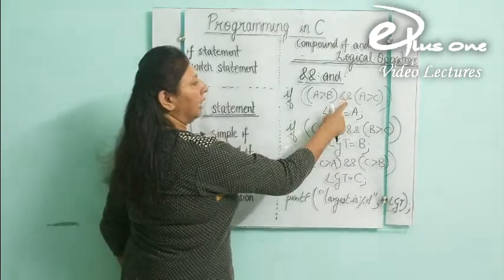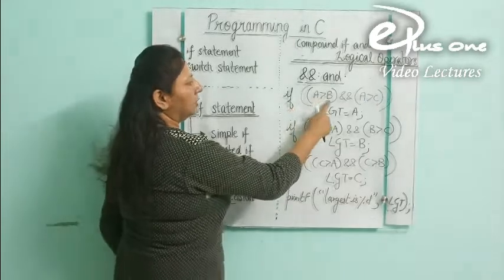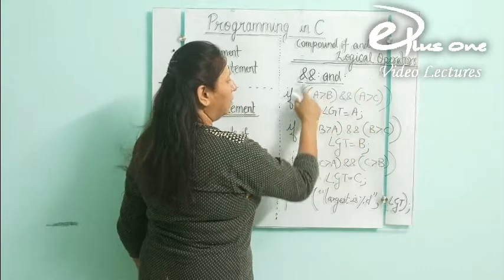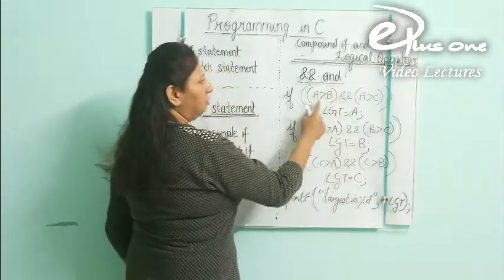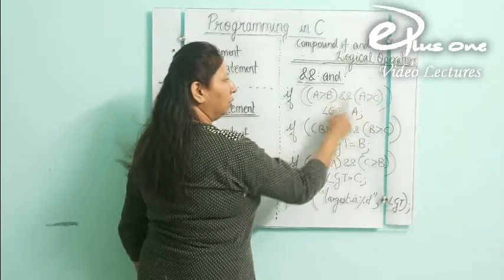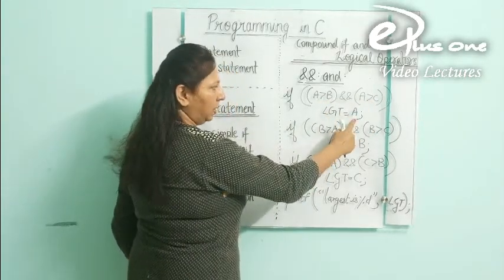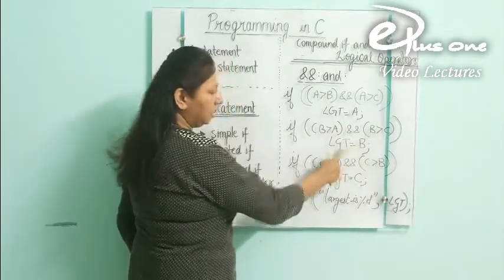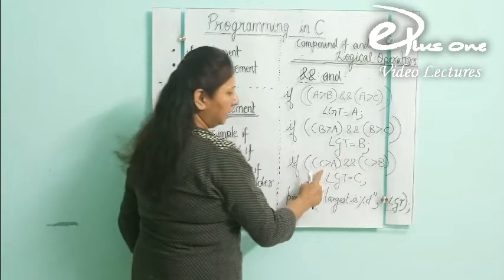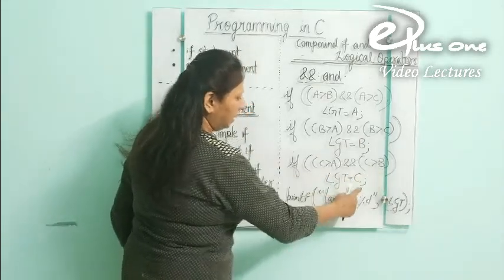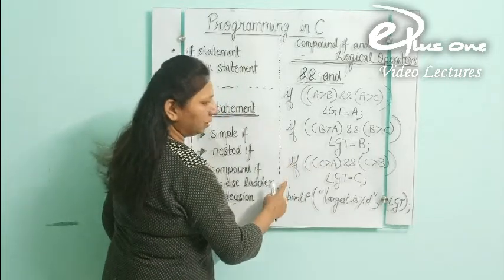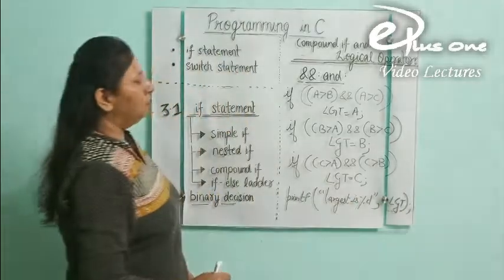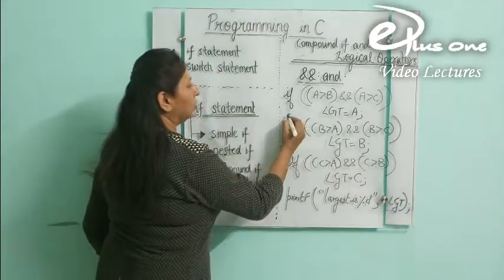See this, I'm using the AND operator. I'm saying if A greater than B, one condition, and A greater than C, second condition, again put them in one big parenthesis. If A greater than B and A greater than C, that means if both are true, then LGT is equal to A. Similarly, for B, if B greater than A and B greater than C, LGT is B. Third, if C greater than A and C greater than B, then LGT is C. And once we are complete with these three if statements, then I am saying printf largest number is LGT.